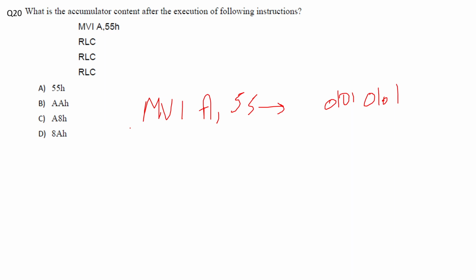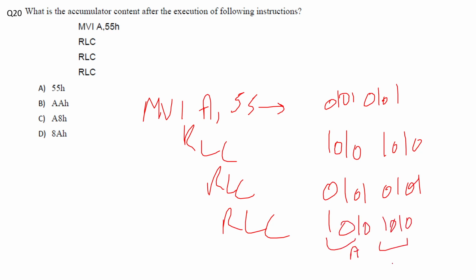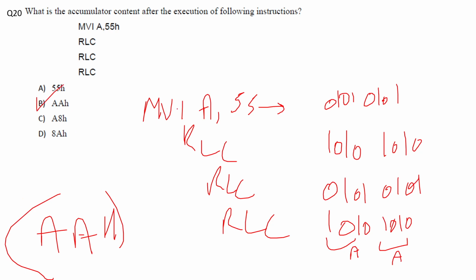So it will move by one, pushing towards the left. So it is 1010 1010. Then again RLC, so it is 0101 0101. So RLC, RLC, then again RLC. So it's 1010 1010. So this is your A. So the contents are AAH. So option B is the correct answer.